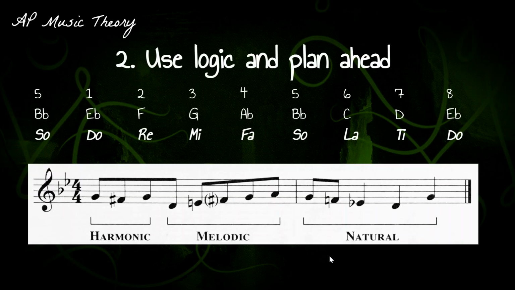Two, use logic and plan ahead. The music will tell you so much to help you prepare. I call it the if-then method. What is given? The clef, the key signature, the time signature, the number of measures, and the first pitch are given. From that, we can deduce the key, probably the last note, and the possible half cadence, which equals so, or ti, or re, in the middle.